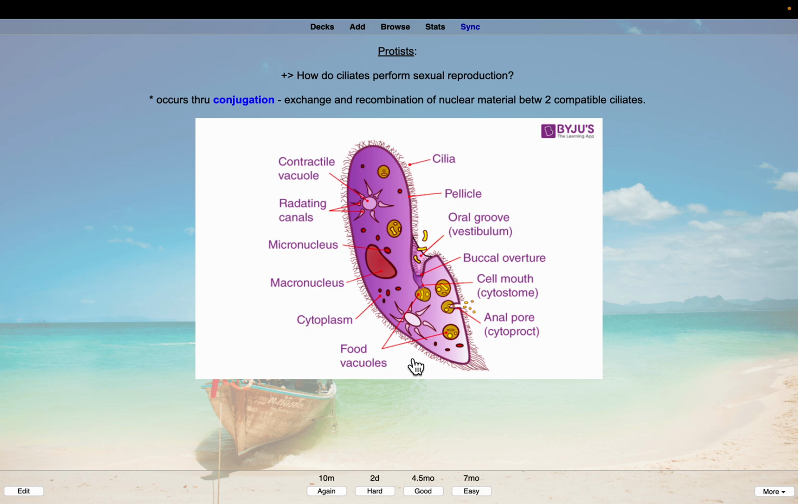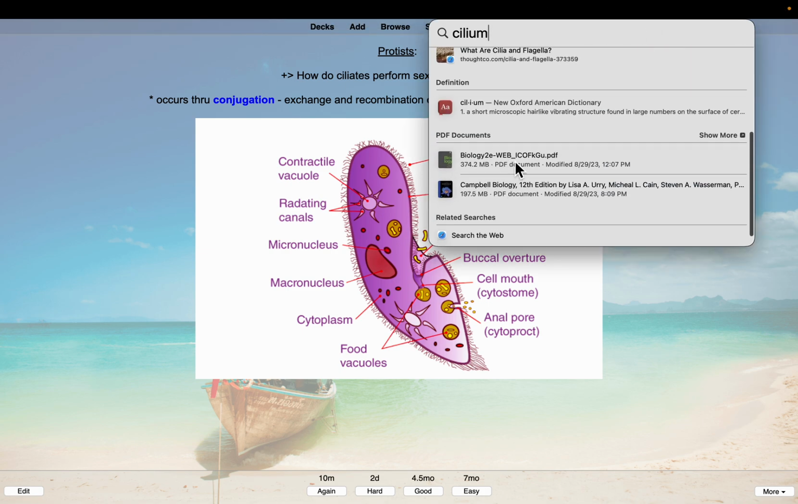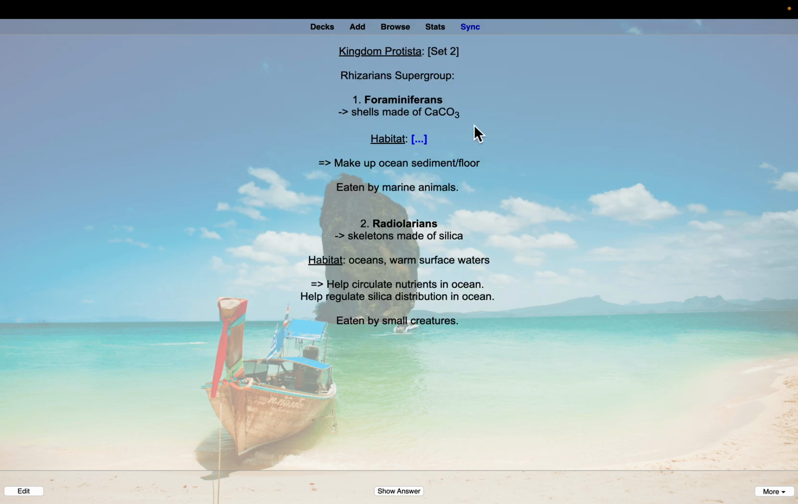What is the singular form for ciliate? Let's check. Cilium. I think it's cilium. Is it? I think it's cilium.